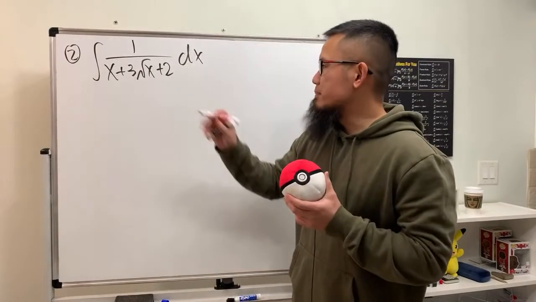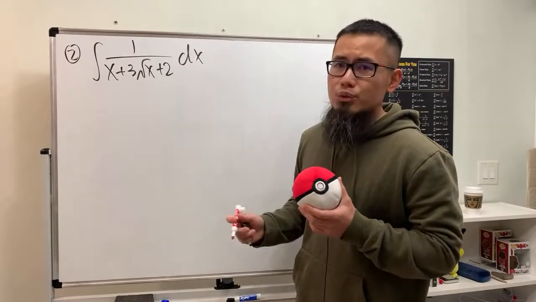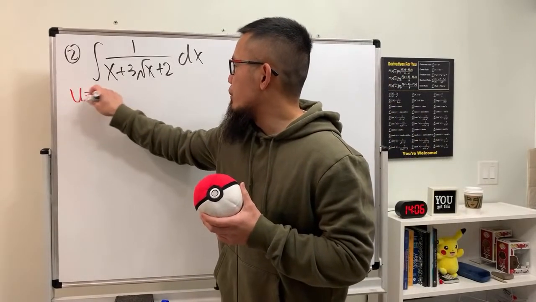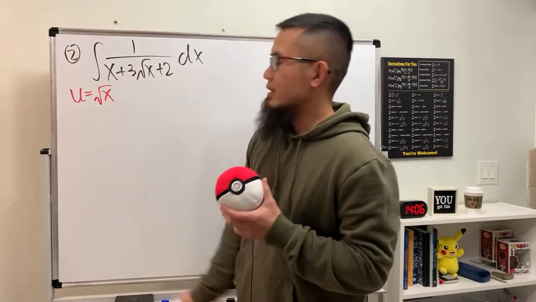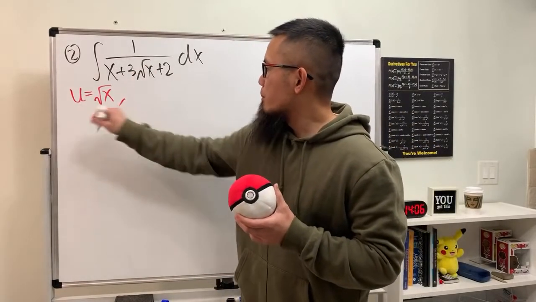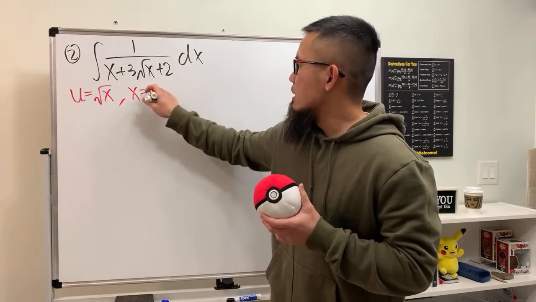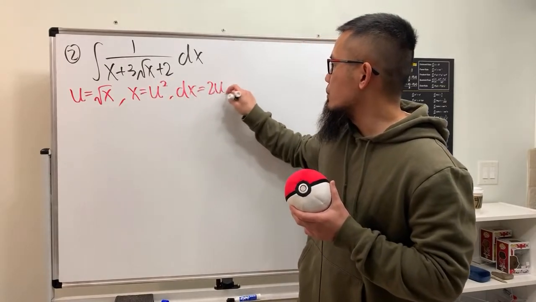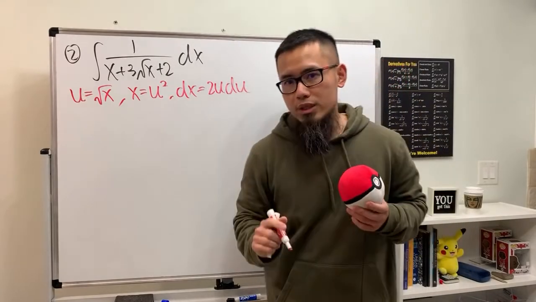Here's the little thing that you can keep in mind. Whenever you have an expression that involves a square root, just go ahead and do a u sub and see what happens. So I'm going to let u equal the square root of x. Squaring both sides, we get x equals u squared, and then differentiating both sides, we get dx equals 2u du. And this is going to work out very nicely.